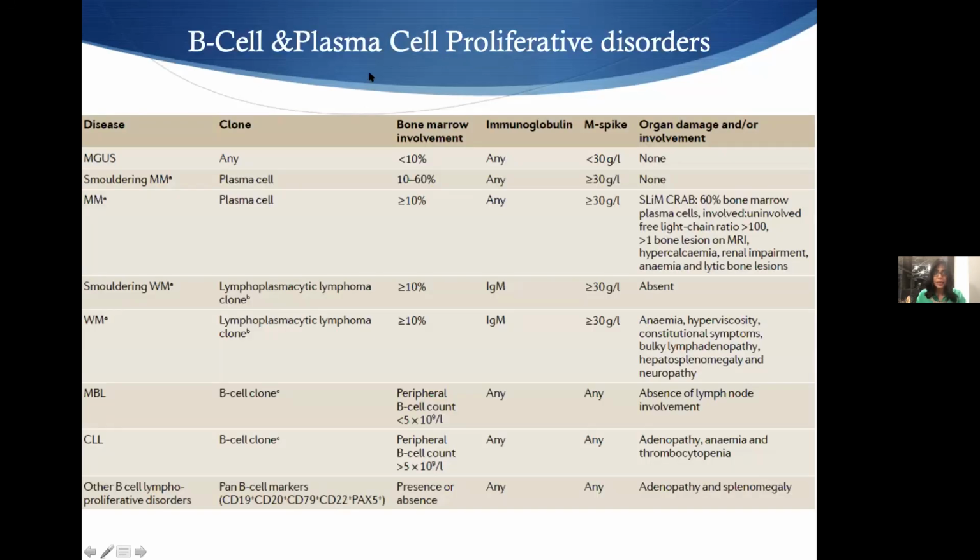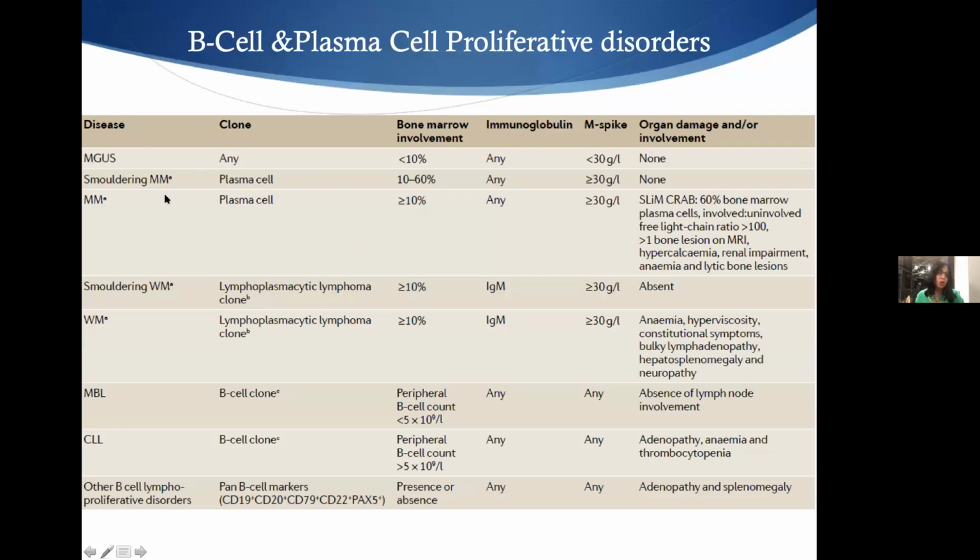What are the B-cell and plasma cell proliferative disorders which can cause MGRS? We have MGUS, any clone, it doesn't make a difference. In bone marrow, you have less than 10% plasma cells, so this is MGUS. Immunoglobulin, any immunoglobulin, IgM, IgG, IgA, the M spike is less than 3. And organ damage and involvement, none. So this is monoclonal gammopathy of undetermined significance. Smoldering multiple myeloma: plasma cells 10 to 60% in the bone marrow, M spike any and more than or equal to 3, and no organ damage.